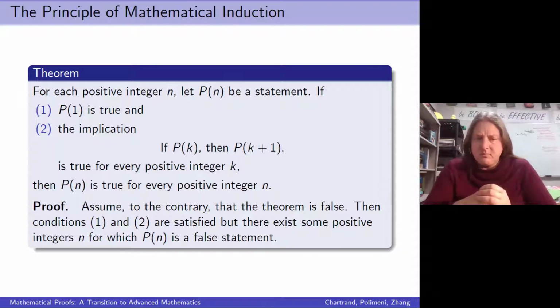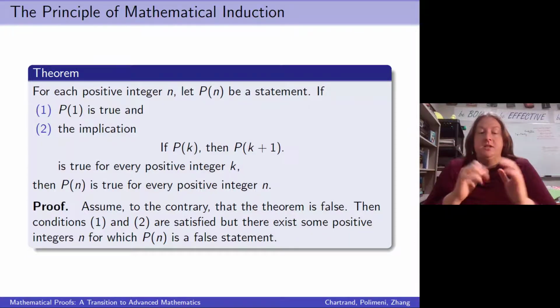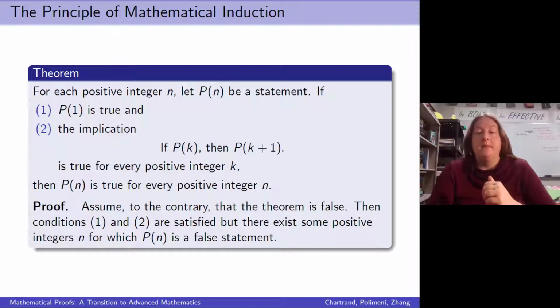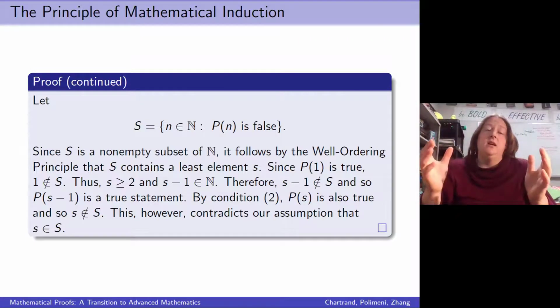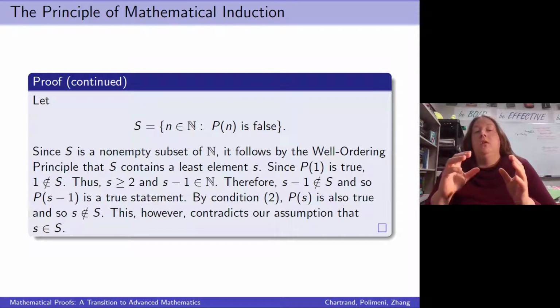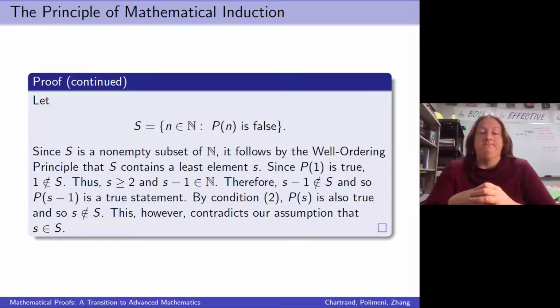So here's a proof of that. We assume to the contrary the theorem is false. So we have these conditions 1 and 2 are satisfied, but there's some integer n such that P of n is a false statement. Now, we're going to take a set. That is the set of natural numbers for which P of n is false. Well, we assumed that there is at least one integer that this is the case for, so we know S is non-empty. So it's a non-empty subset of the positive integers.